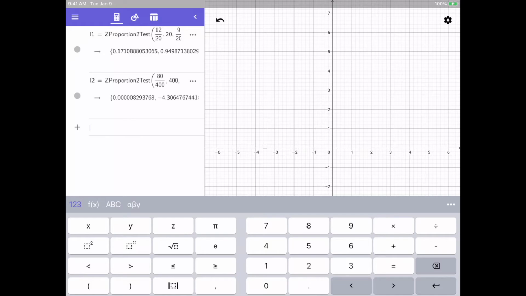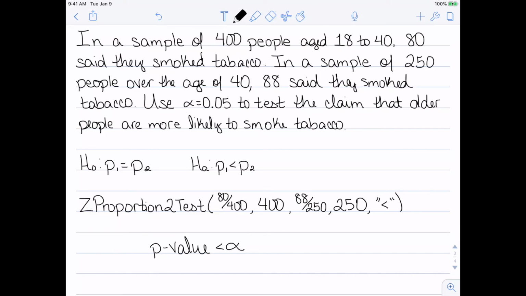So we can see this p-value is really small. We have 5 zeros and then an 8. So I didn't write my p-value down here, but we should feel pretty confident that that number is less than 0.05. It was really tiny. And since the p-value is smaller, we know that HA is true. So p1 is smaller than p2. The older generation in this example are more likely to smoke tobacco.